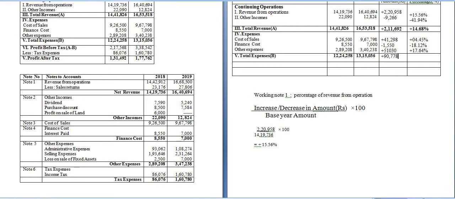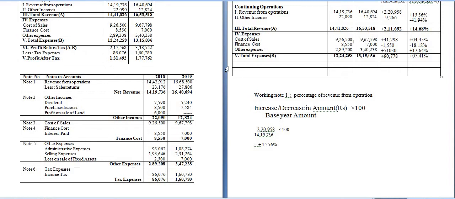90,778. Okay, now percentage. How will you calculate percentage? 90,778 divided by 12,24,258 into 100, which is equal to 7.41%. So again plus sign, 7.41%. Okay, so total expenses are over.